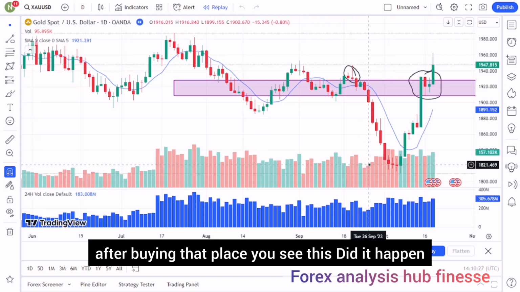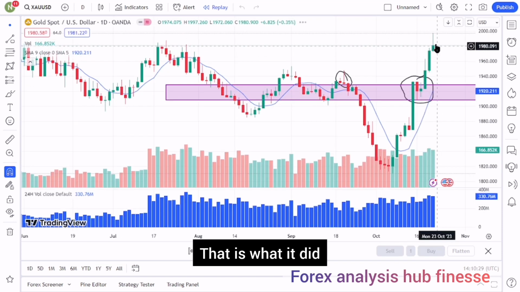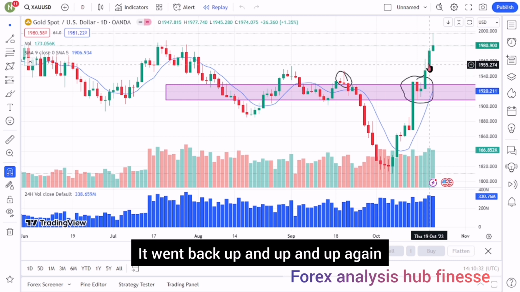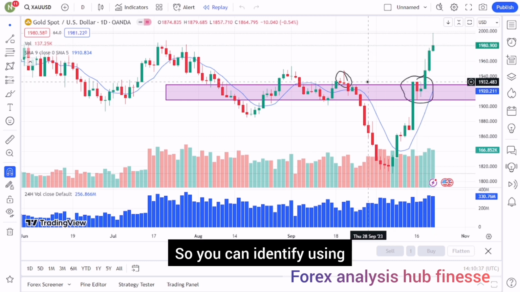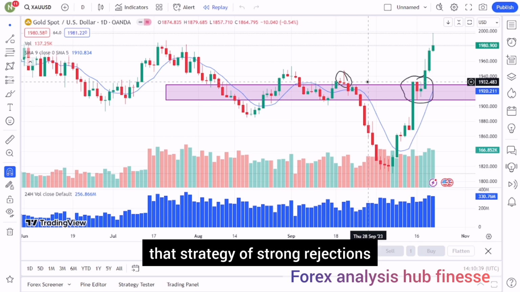Buying that place, what did it do? You see, that is what it did. It went back up and up and up again. So you can identify using that strategy of strong rejections.